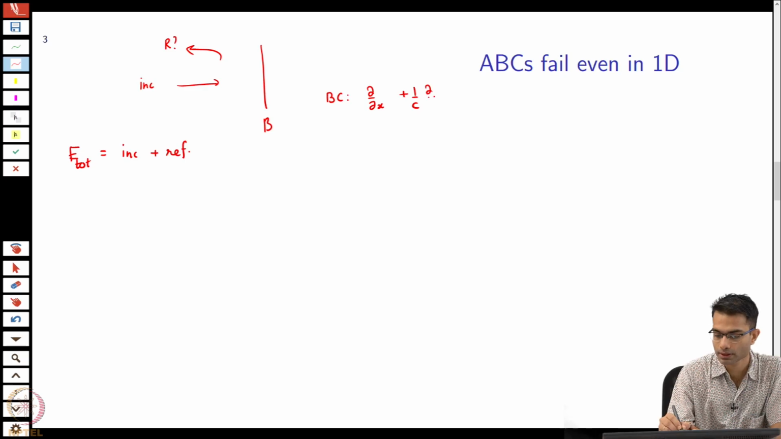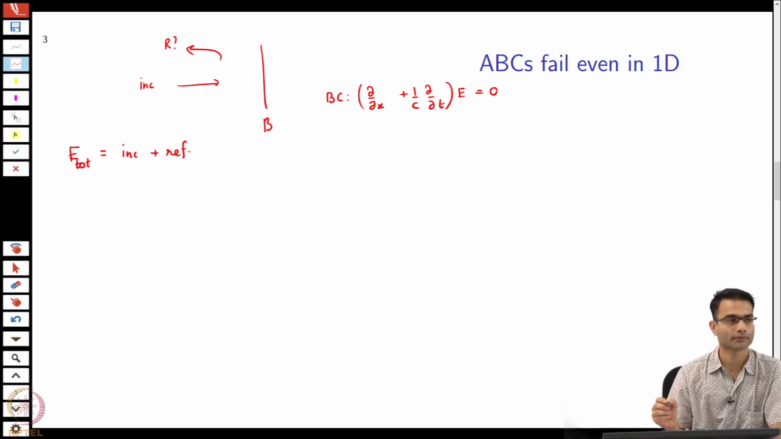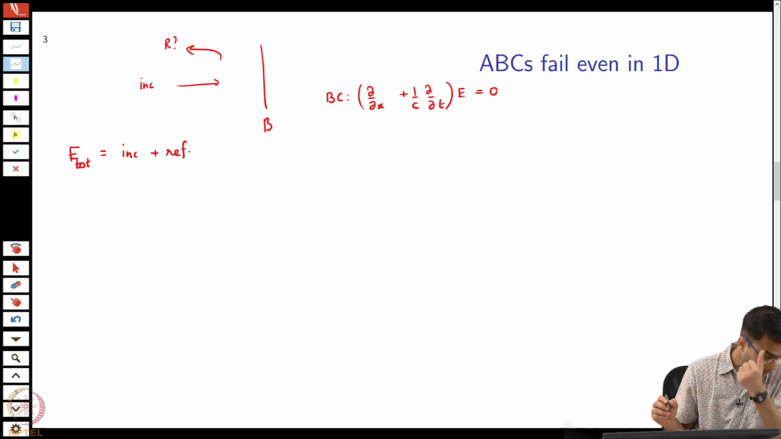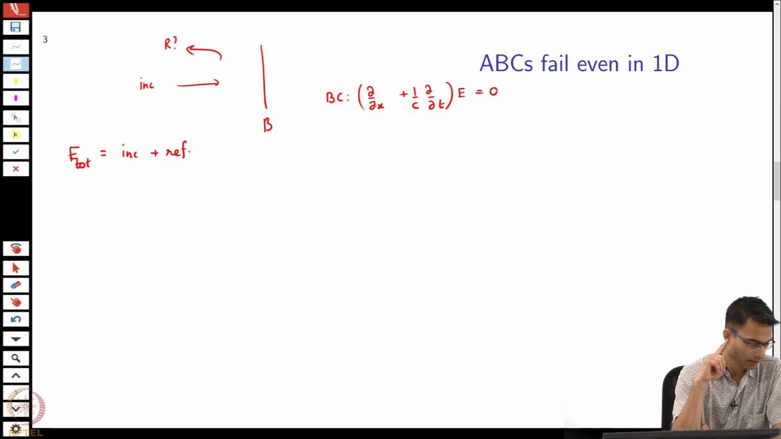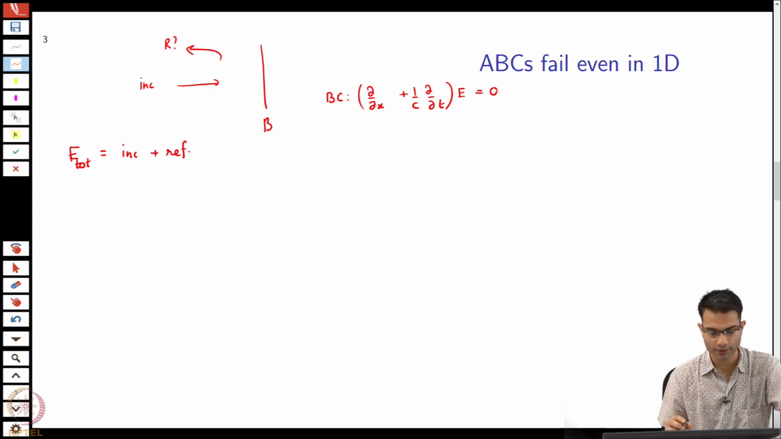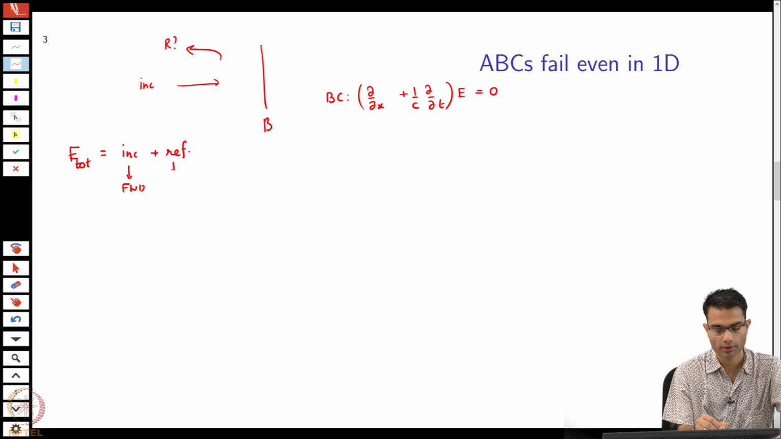Plus 1 by c d by dt E is equal to 0. That is what we are imposing, okay. So, right. So, these are the incident is a forward travelling wave, reflected is a backward travelling wave, okay.